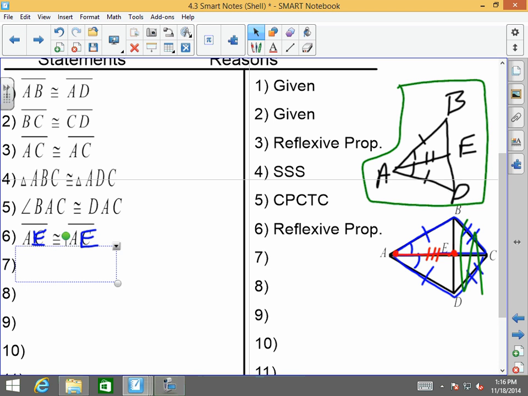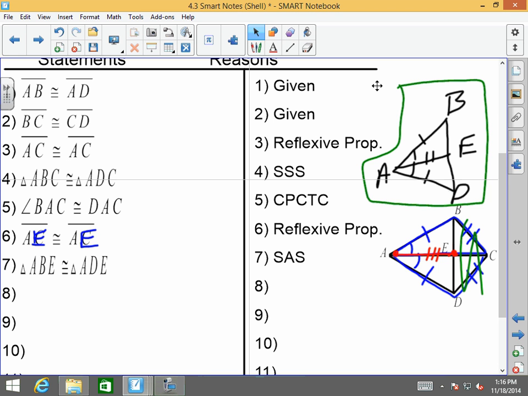Very spectacular. Awesome. Either way, you said AEB, I said ABE. That's fine as long as they correspond. Triangle ABE is congruent to triangle ADE. Why? Side angle side. That's spectacular.